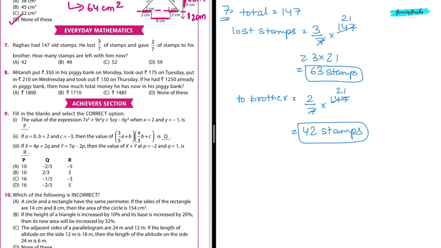How many stamps are left with him now? He had 147 stamps, out of which he lost 63 stamps. So he is left with 7 minus 3, 4, 14 minus 6, 8. He is left with 84 stamps, and from 84 stamps he gave 42 stamps to his brother. That means he is left with 4 minus 2, 2, 8 minus 4, 4. He is left with 42 stamps. So the correct answer will be option A.